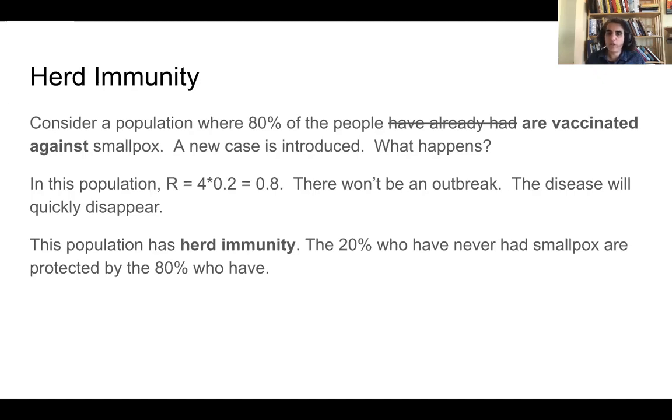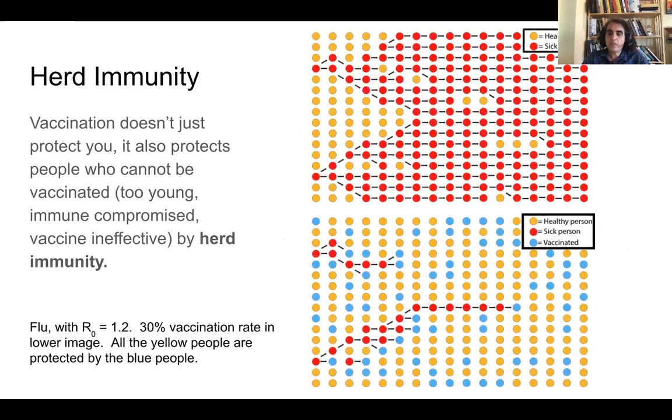You need your vaccination rate to be above 75%, because 75% was that magic number where R is equal to 1. And this is an important idea. This says that vaccination doesn't just protect you, it keeps you from getting sick, but it also protects the entire population. So remember, 80% of the people vaccinated means essentially nobody will get smallpox. So those 80% who are vaccinated are protecting not just themselves, but also the other 20%.